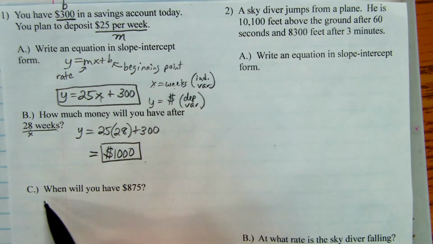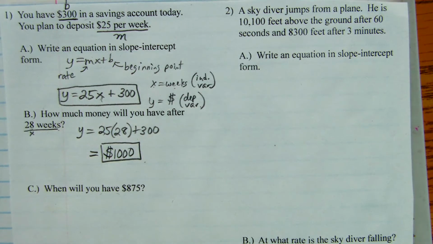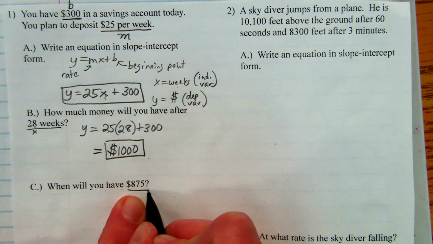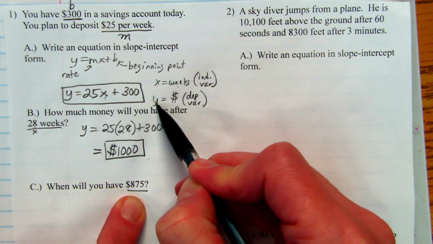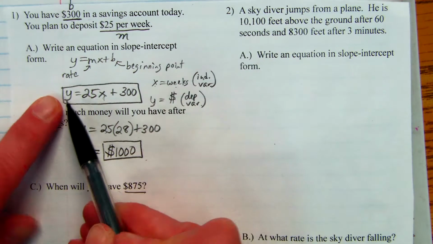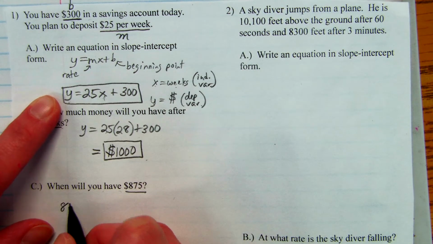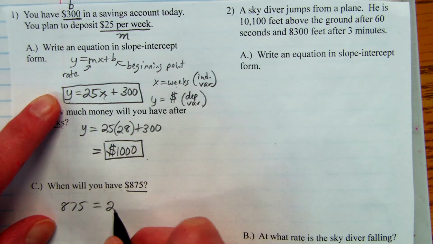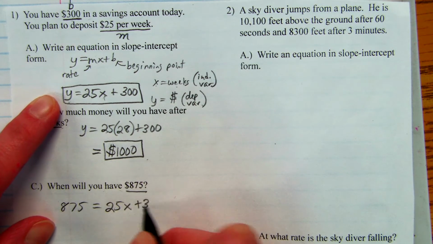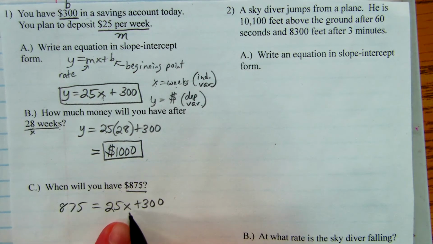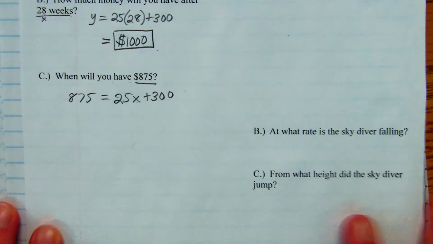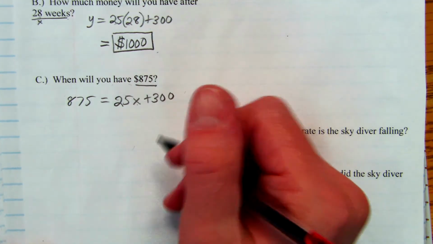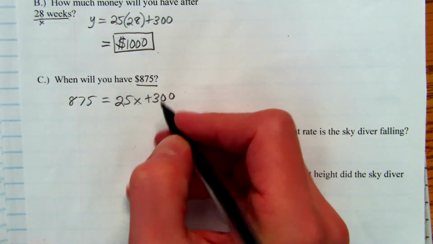Okay, and then it says, when will you have $875? Well, $875 is y. That's my dependent variable. So that would go into this part of the equation. 875 = 25x + 300. And we have to solve the equation to find the weeks. So, do you guys remember how to solve this type of equation? What would we do first?